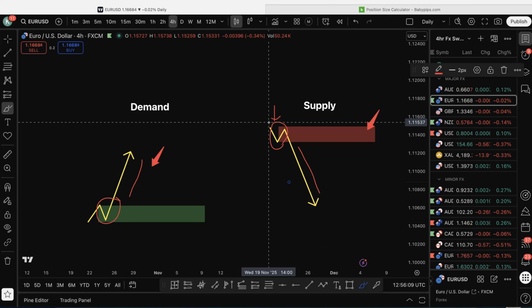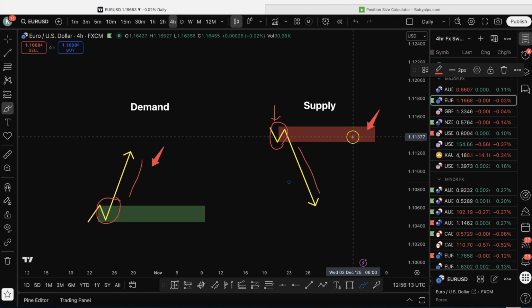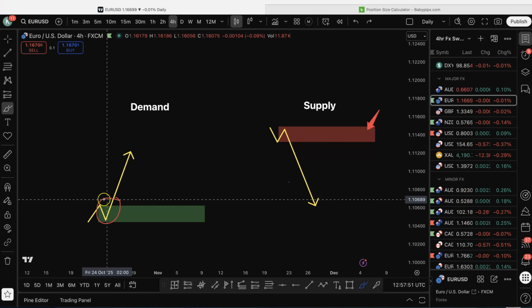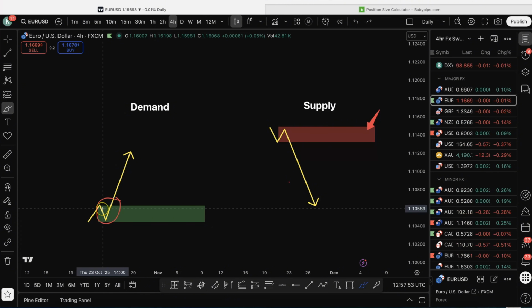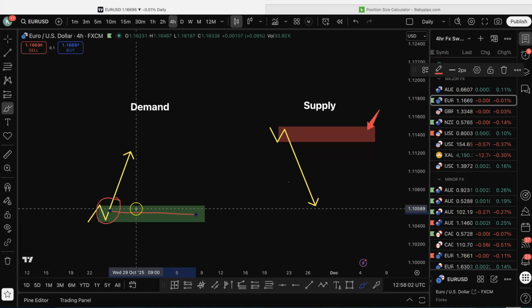Now, the way we actually trade these then is to buy from demand zones or sell from supply zones when the market returns to them. Because the demand zone is an area where strong buying once occurred, it represents what we could call a discount price. Traders previously viewed this zone as an excellent buying opportunity. They stepped in aggressively and the market rallied.